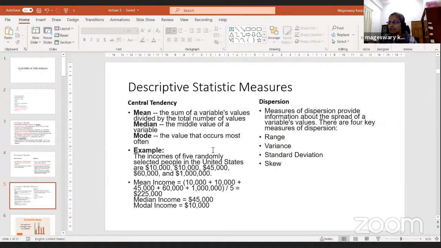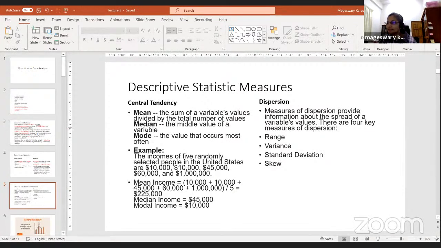Right. Now, what is mean? Everyone knows what mean is, right? Mean is average. You take the total sum and then you divide by the total number. So for example, let's say the incomes of people are 10,000, 10,000, 45,000, 60,000, and 100,000. Then the mean will be, you add all the numbers and then divide by the frequency. That means the frequency is 1, 2, 3, 4, 5. Divide by 5. So your average income, I took it from a website, that's why it's United States, will be 225. Okay. So average, yeah, average.